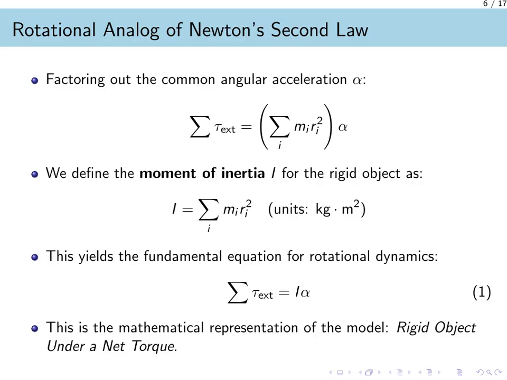The moment of inertia is calculated by summing the quantity m r squared for every particle in the object. Its standard units are kilograms times meters squared. By substituting I into our torque equation, we arrive at the fundamental equation for rotational dynamics. The net external torque equals I times alpha. This is the direct rotational counterpart to F equals ma.